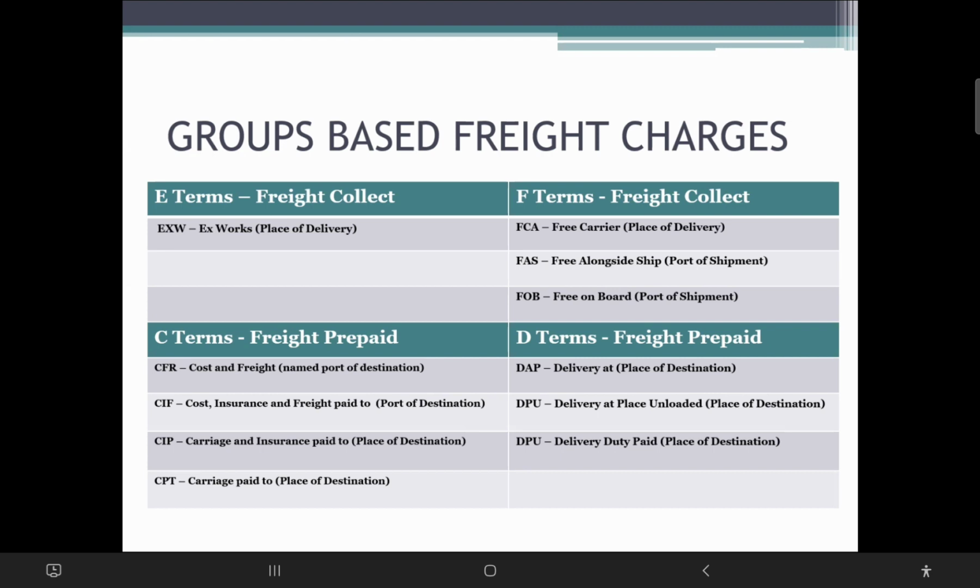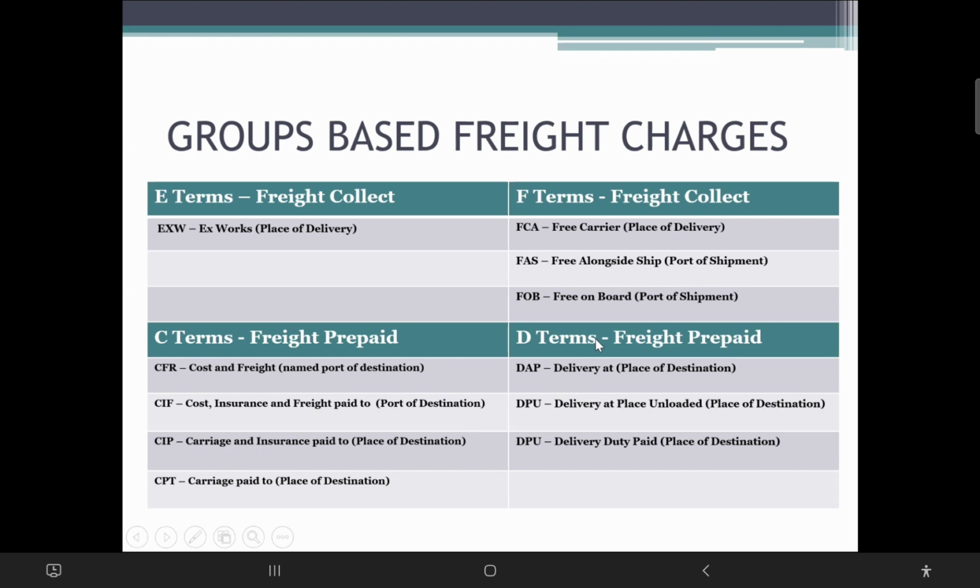Another one, the last one, is DDP. Sorry, DDP, delivery duty paid. Okay. So why do we have to remember it this way? It is always, under E terms and F terms, freight collect. Okay. Freight collect, and under C terms and D terms, it is always freight prepaid.